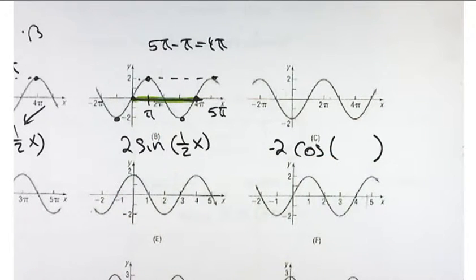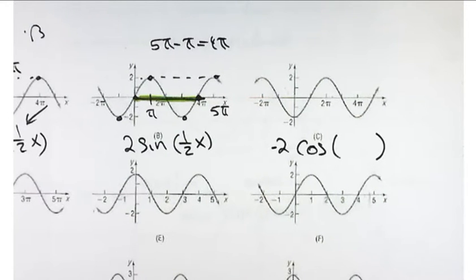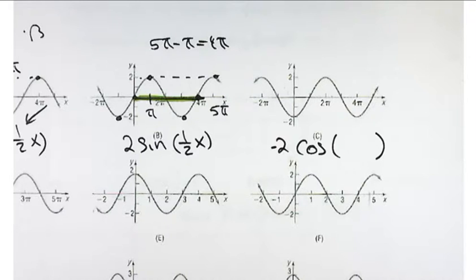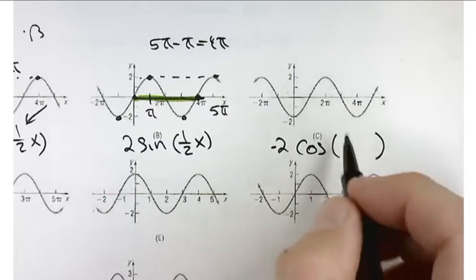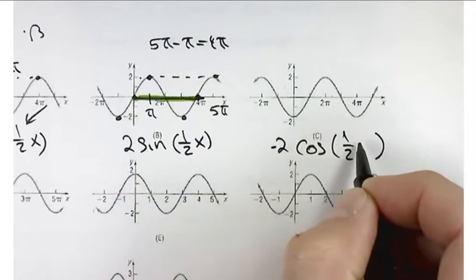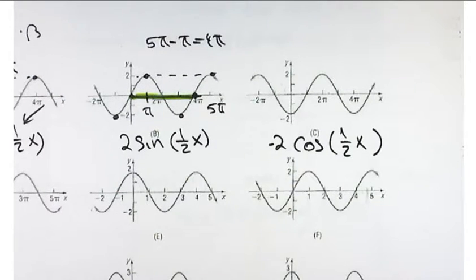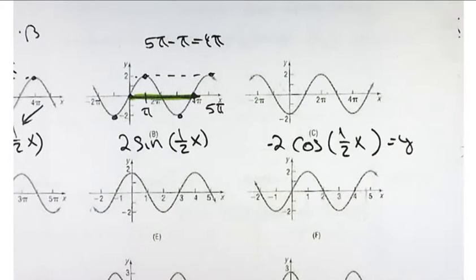And I think we're back to familiar territory at this point, right? What's the period of this one? Period's 4 pi, so that puts us at a 1/2 out in front. They're not all going to be 1/2. But there's your function. Y equals -2 cosine of 1/2 x.